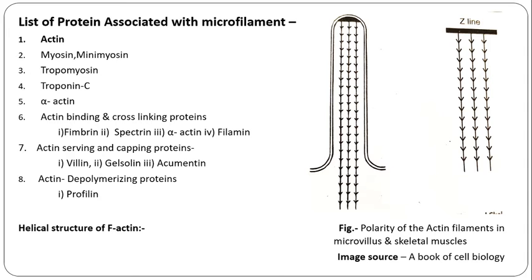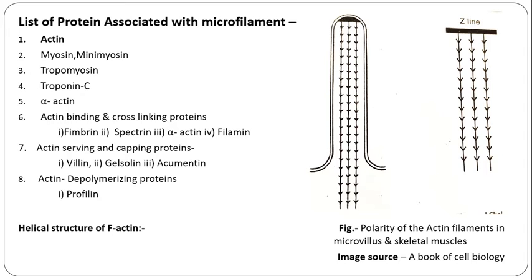Then the actin severing and capping proteins: first is villin, second is gelsolin, and third is acumentin. Then the eighth is the actin depolymerization protein, profilin. These are the important proteins associated with microfilaments.